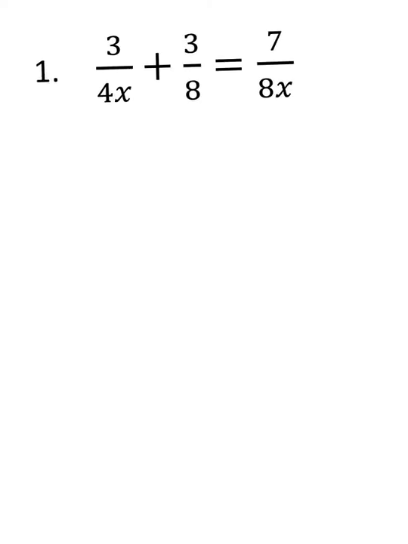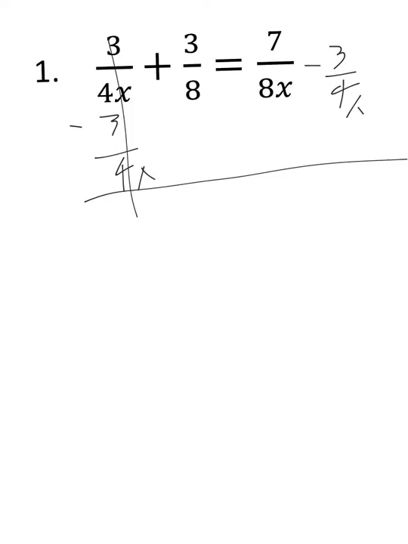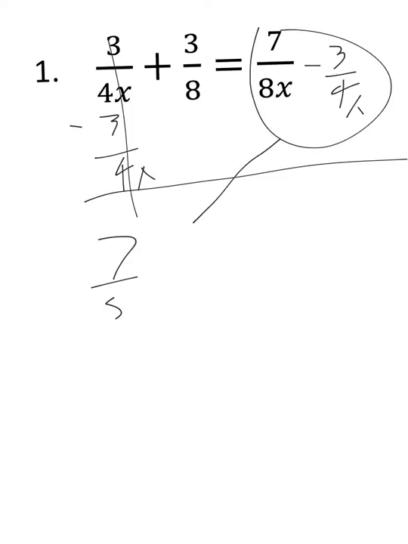I see 4x on the bottom, I see 8x on the bottom. To make things easier, I'm going to subtract this over there. And I need to change this to the least common denominator. So I'm going to go 7 over 8x minus 3 over 4x. Now, 4 times what number is 8? 4 times 2. So I'm just going to multiply this by 2 over 2.